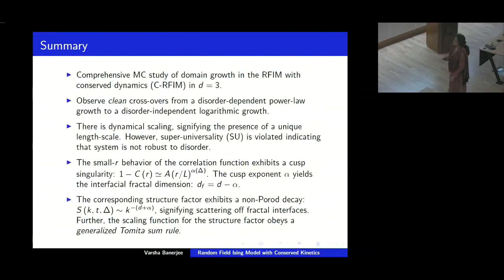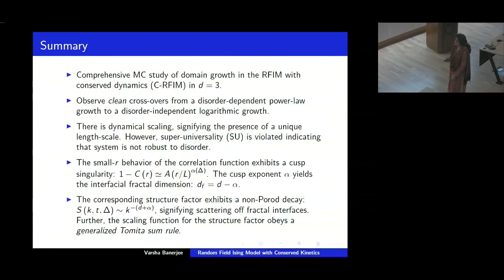So what we have here is comprehensive MC simulations of domain growth in the RFIM with conserved dynamics and in d equal to 3, because that's where you get the non-trivial dynamics. And one can observe clean crossovers from disorder-dependent power laws to a disorder-independent logarithmic growth. And there's dynamical scaling, which signifies the presence of a unique length scale. However, super-universality is violated in these systems, so the system is not robust to the presence of disorder.